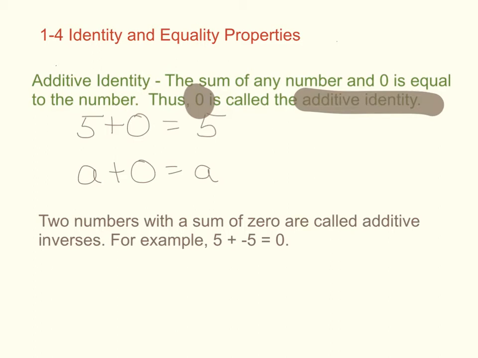Two numbers with a sum of 0 are called additive inverses. For example, 5 plus negative 5 is equal to 0. So any number and its negative, if you add them together, equals 0. So 5 and negative 5 are additive inverses. A plus negative a are additive inverses. Any number and its opposite would be additive inverses.